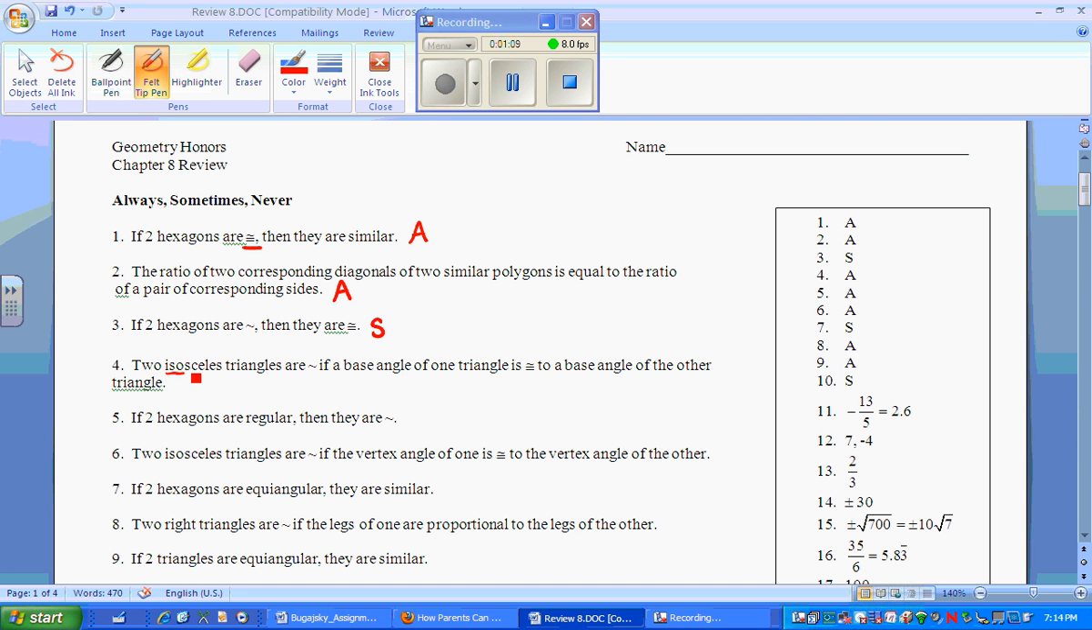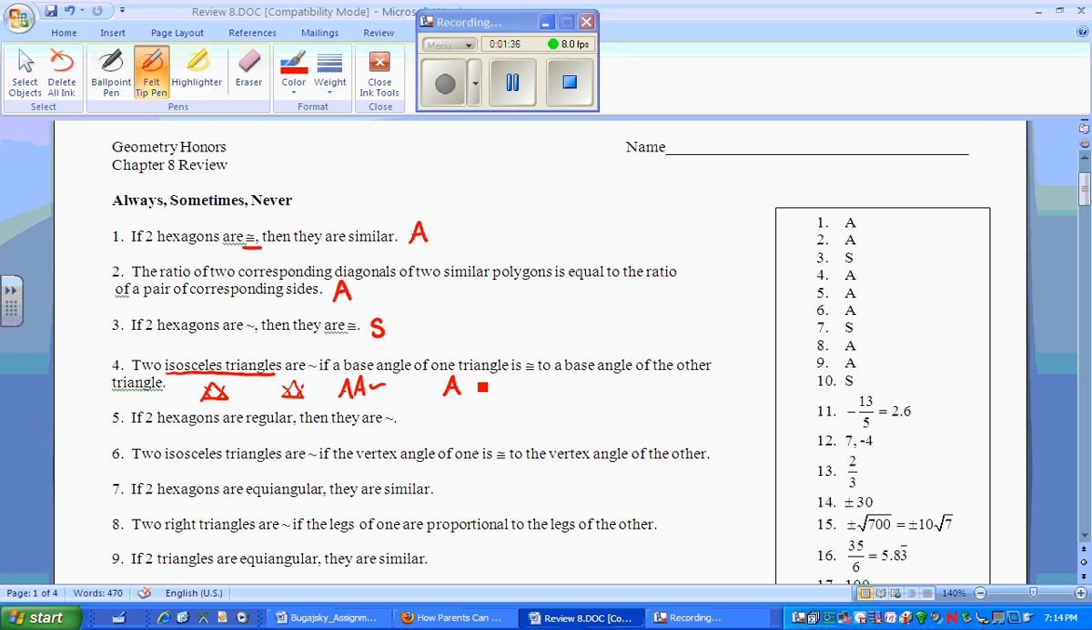2 isosceles triangles are similar if a base angle of one triangle is congruent to the base angle of another triangle. That means you have two triangles, you know they're isosceles to begin with, and then you have one of the base angles, so you'd have a second base angle also congruent. So by angle-angle similarity, these two would be similar. So that answer is always.